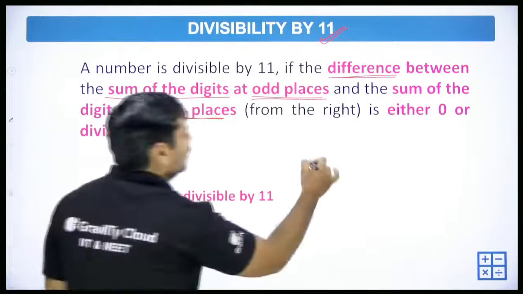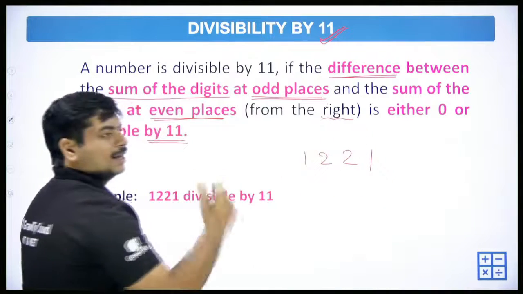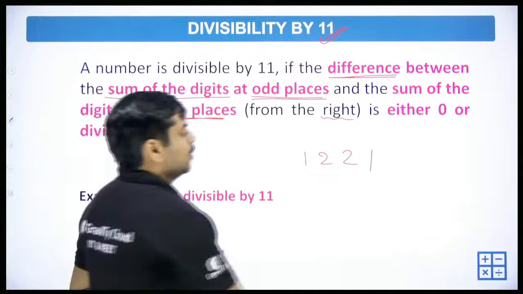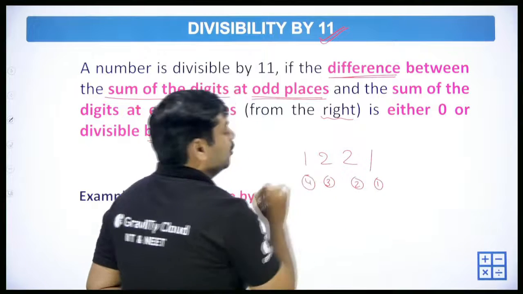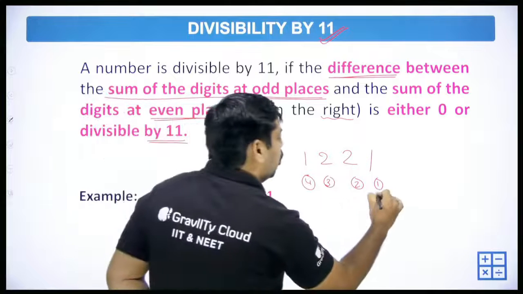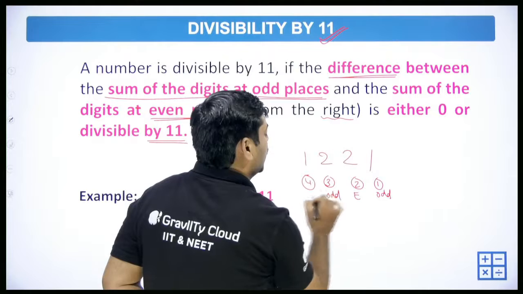We have a number 1, 2, 2, 1. From the right, let's see which are in odd places and which are in even places. This is the first place, the second place, third place, and fourth place. We have a total of 4 places. 1 goes to an odd place, the third place is also odd, 2 is even, and 4 is even.